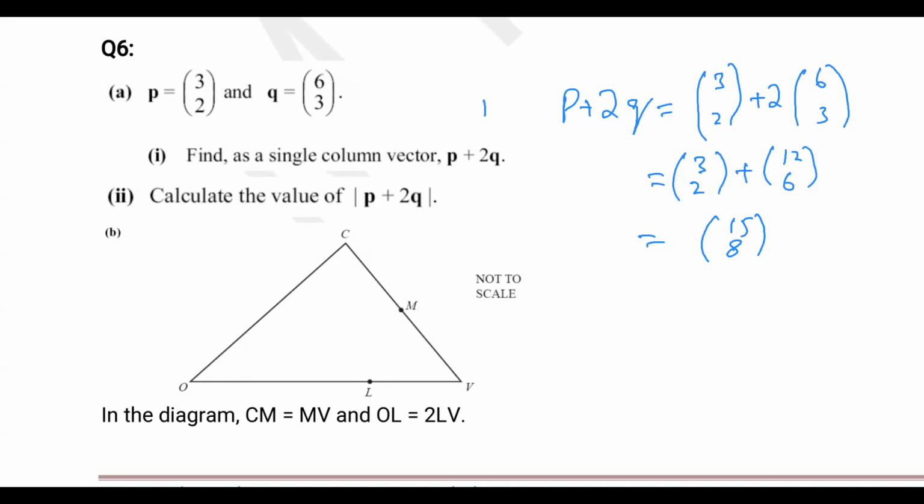And the second part, he's asking for the length, magnitude of P plus 2q. It's not difficult when you have the vector P plus 2q, which you have just found, (15, 8). Then the length is under root x square plus y square. So under root 15 square plus 8 square. What's the answer for the length of the vector P plus 2q?